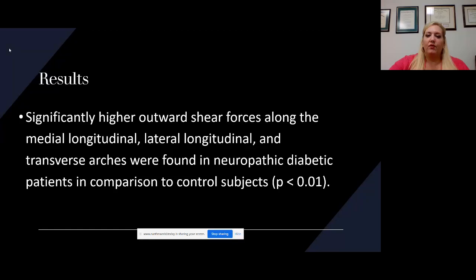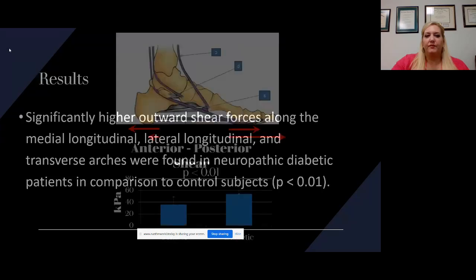Transverse arches were found in the neuropathic diabetic patients also. And this was statistically significant. So the patients with potential for developing Charcot had greater shear forces along the medial, lateral, and transverse arches of the foot. So we can detect this by the camera. We couldn't detect it by the naked eye or our regular foot assessments, but the camera could detect that. And again, it was statistically significant among the different groups.